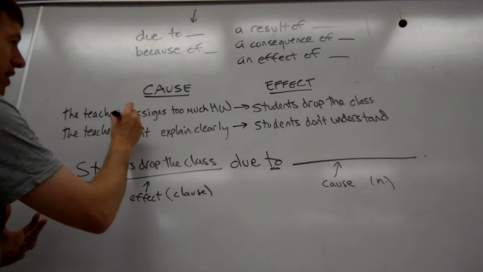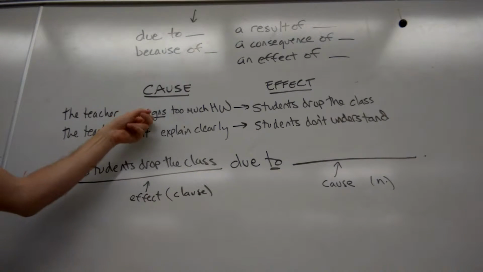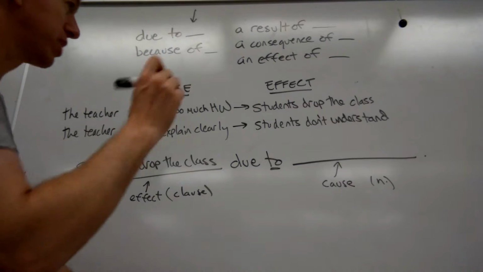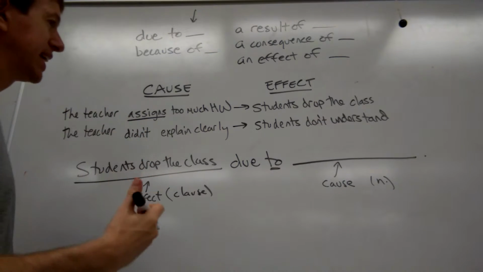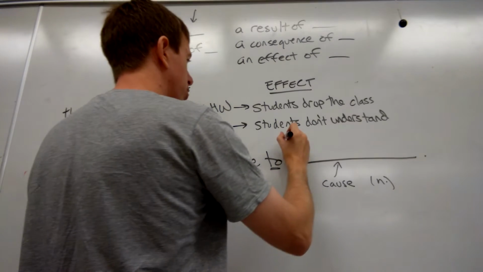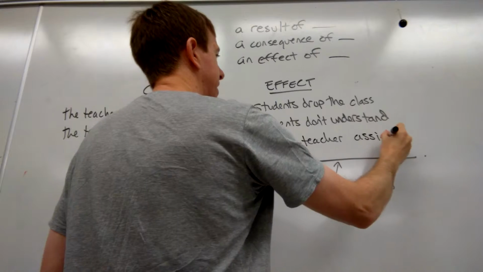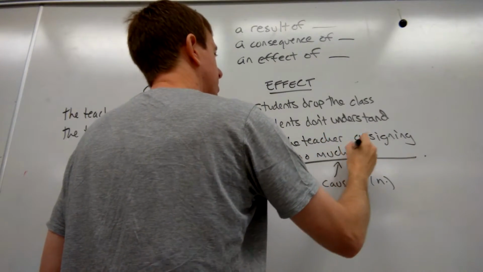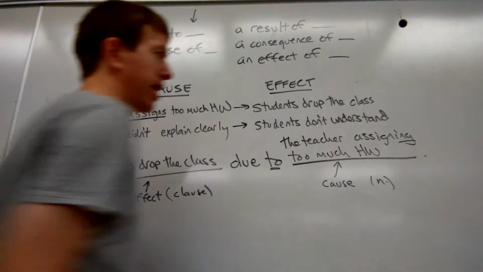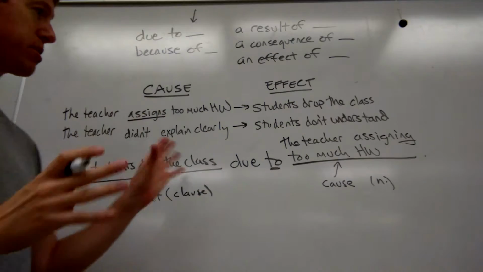How do I do that? Well, in English, the easiest way to make a verb into a noun is to turn it into a gerund with the ing form. So if I change assigns to assigning, then I've got it. So, due to the teacher assigning too much homework. And notice I've got the ing form of the verb here. So this is a noun. This is a perfect sentence.